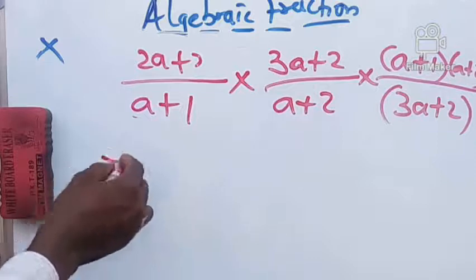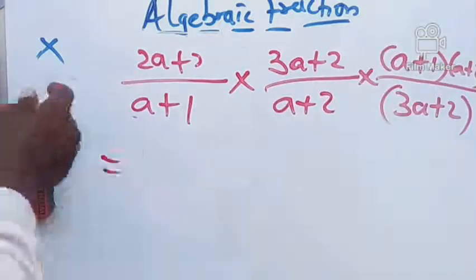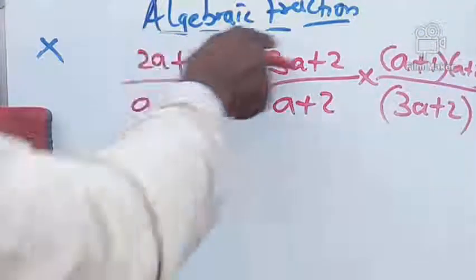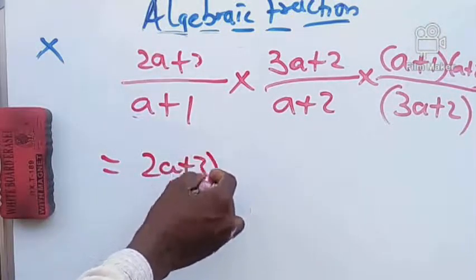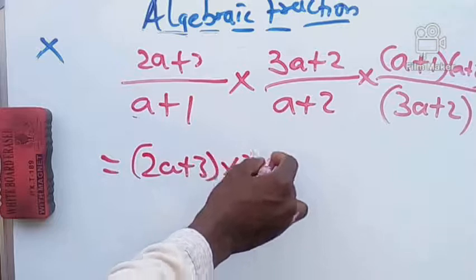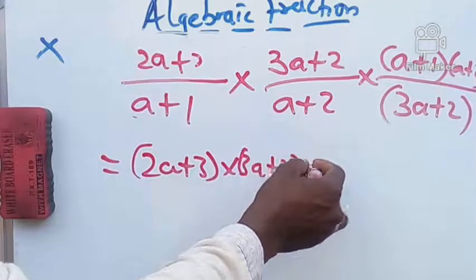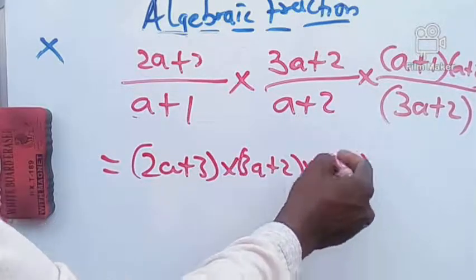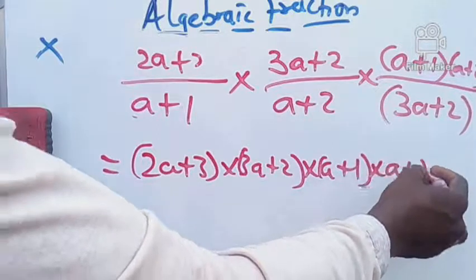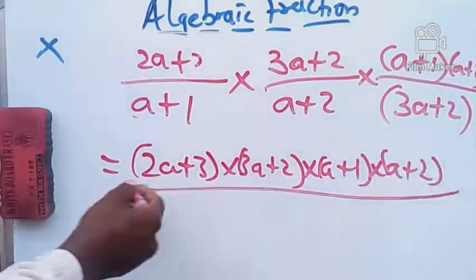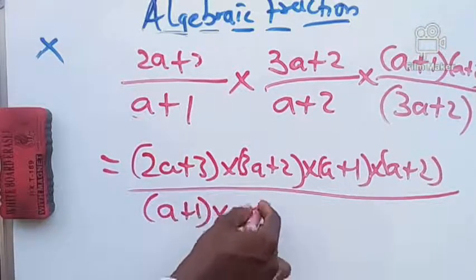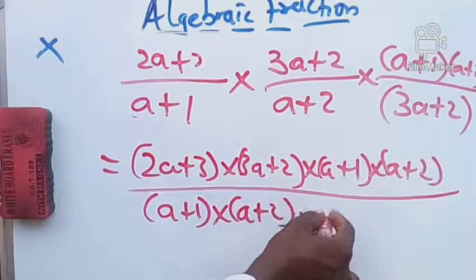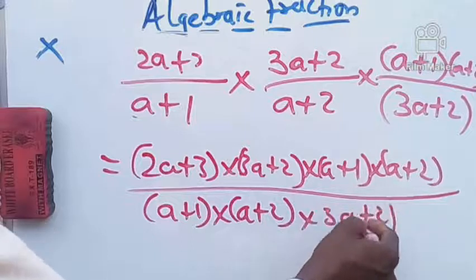So the rule says just multiply everything on the numerator and multiply everything on the denominator. So to multiply the numerator, we simply have 2a plus 3 multiplied by 3a plus 2 multiplied by a plus 1 multiplied by a plus 2. And everything here is divided by a plus 1 multiplied by a plus 2 multiplied by 3a plus 2.